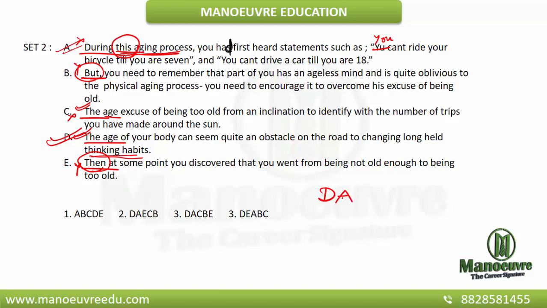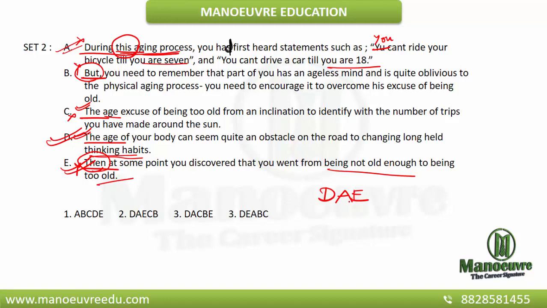D, A is going to be our second statement. Now let us look at which can be our statement number 3. Then at some point you discover that you went from being not old enough to being too old. Yes, now here we are talking about age barriers, how we fix age barriers in our mind, like you cannot drive a bicycle till you are 7 years old or you cannot drive a car till you are 18 years old, and how from suddenly not being old enough you become suddenly too old for something else, right? So this is a continuation of statement number A, and therefore the next statement is going to be statement number E.